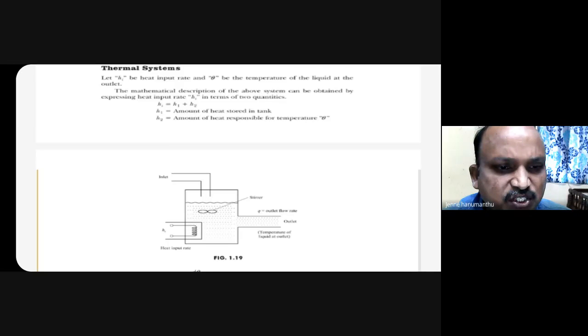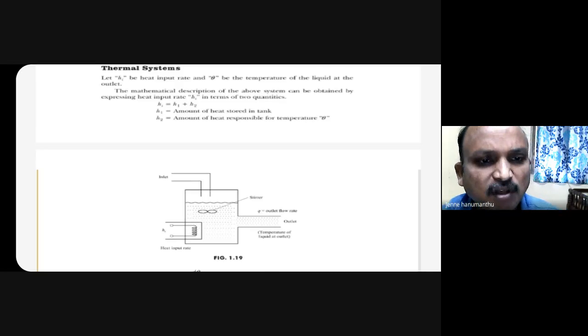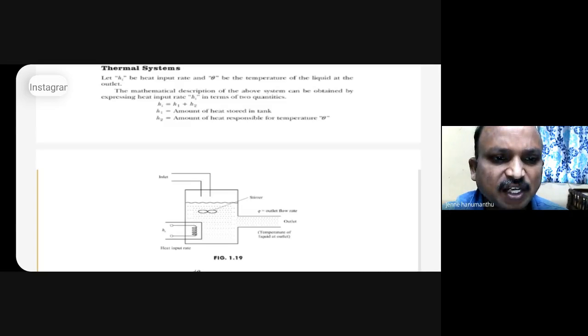What is H1 and H2? H1 is the amount of heat stored in the tank. That is nothing but what comes in through the inlet, and H2 is nothing but the amount of heat responsible for temperature theta. It is the parameter we are considering from the tank outlet. So from the tank inlet we are considering H1, from the tank outlet we are considering H2. So after this consideration, next slide.